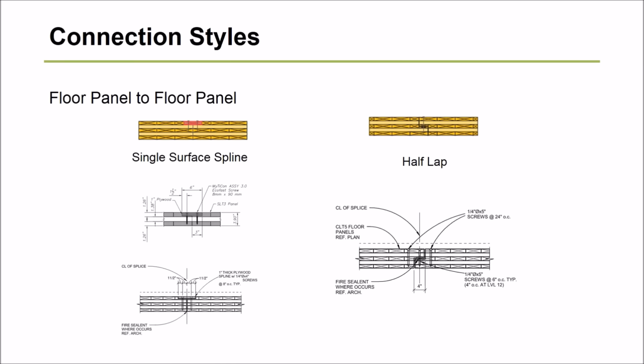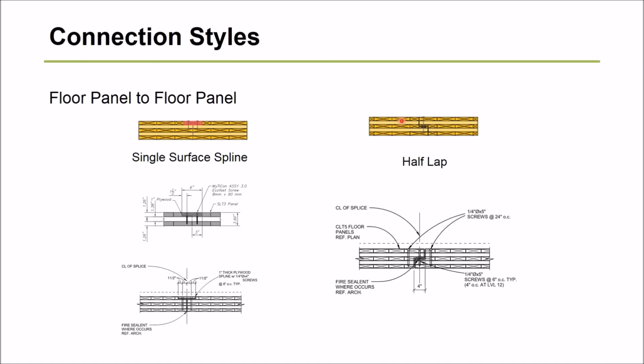So what do these systems look like in terms of detailing? If we're talking about floor and roof systems, there's a couple different styles of connections. The most common one, the most economical, is a surface spline where you have two panels that come together, and the manufacturer and fabricator of the CLT may route a little groove in that. Then in the field after those panels are placed, you drop in a piece of plywood or structural composite lumber that is screwed or nailed down to those two different panels to hold them together.